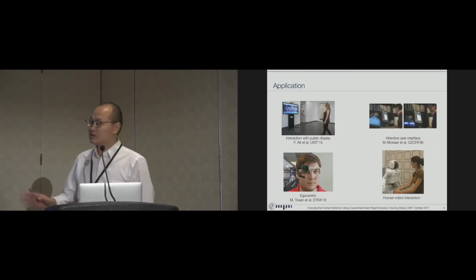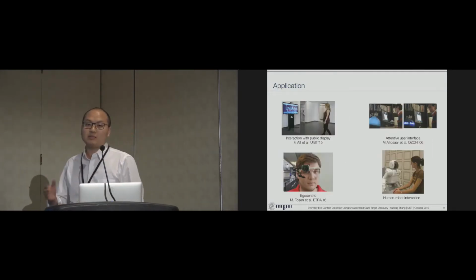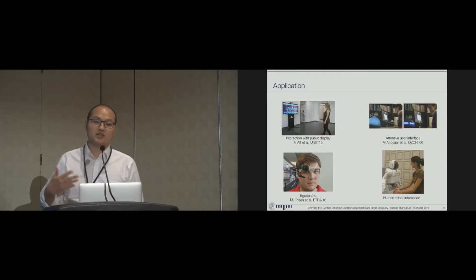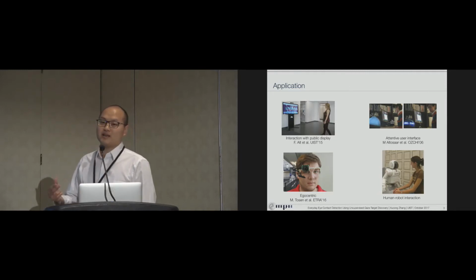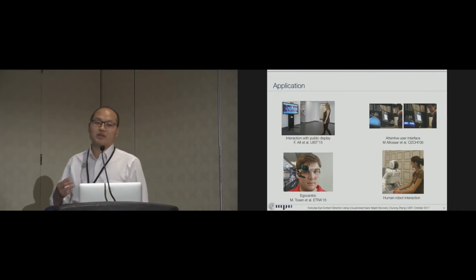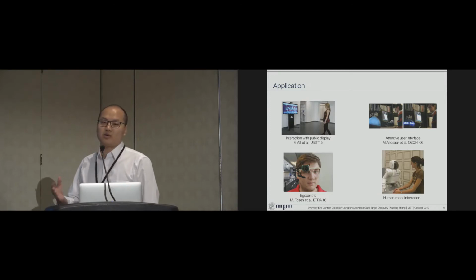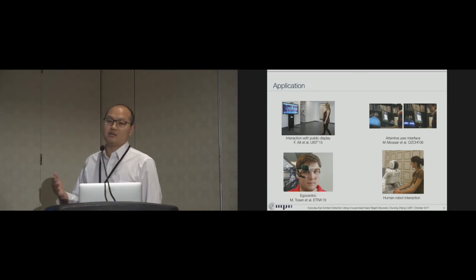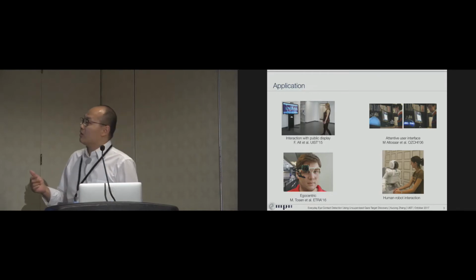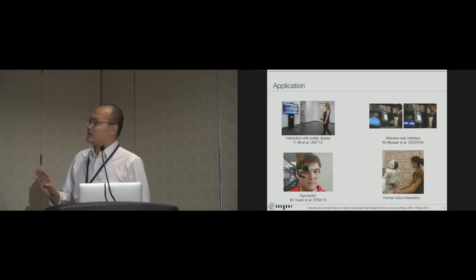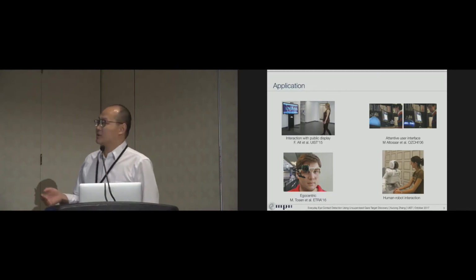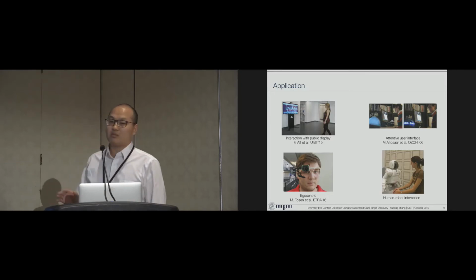So if we can do this eye contact detection, we are able to apply this visual attention cue to different applications to estimate if the people are looking at the object or looking at the user, him or herself. The applications include interaction with public displays, attentive user interfaces, egocentric settings, or robotic interaction.